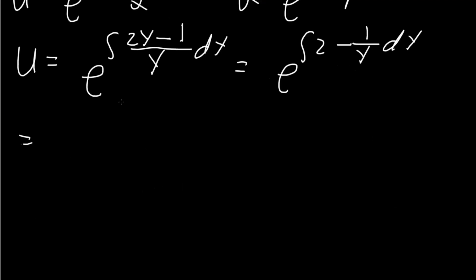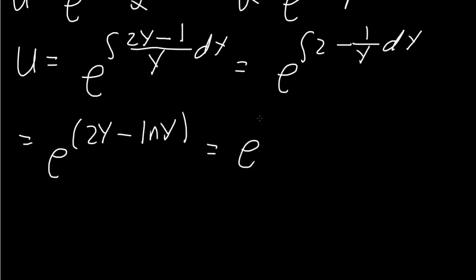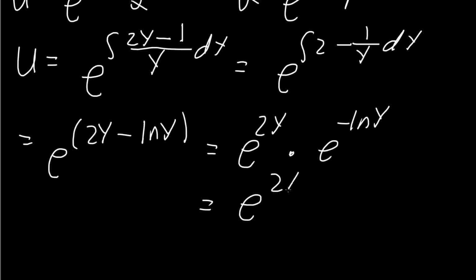And so this would equal e raised to the quantity 2y minus ln y. This is the integral of this, and we're almost there. So we'll say that e raised to 2y times e raised to negative ln y. And so this would equal e raised to 2y divided by y. This is our integrating factor.